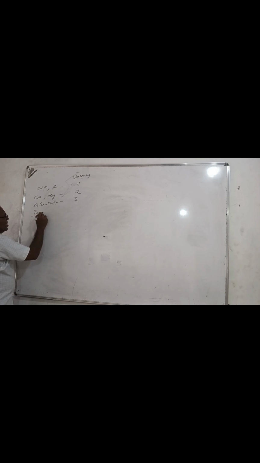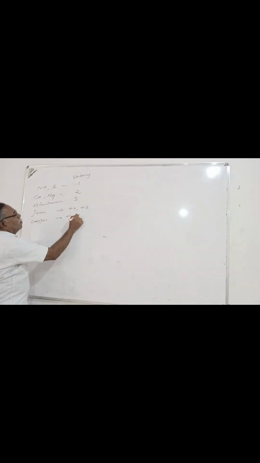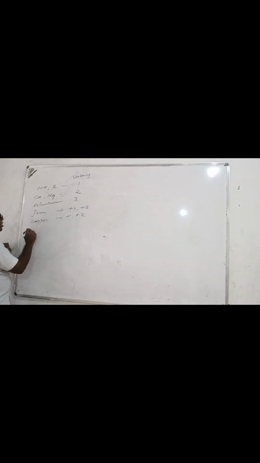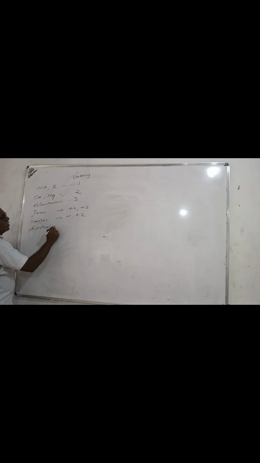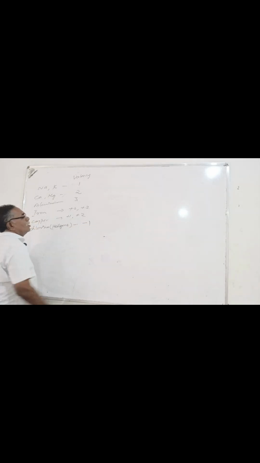Iron, or ferrous, has two valencies, plus 2 and plus 3. Copper, plus 1 and plus 2. Chlorine and the other halogens are minus 1. They are receiving electrons. Metals always donate electrons in chemical reactions. Non-metals always receive electrons in the chemical reaction.